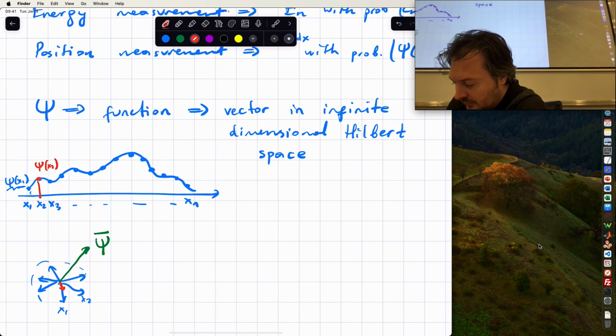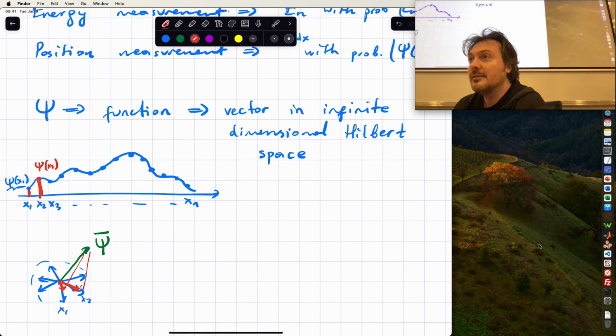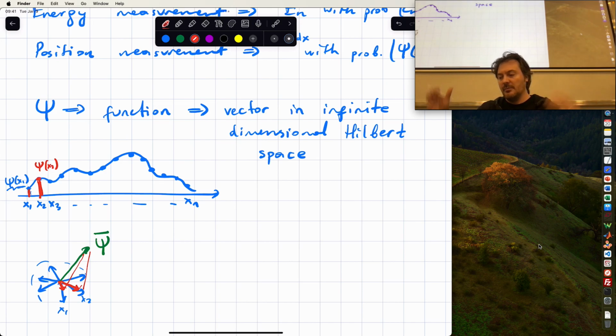It's this much, do you see? So you go this much in here, this much in here, etc. And then when you put it together, it's a vector there. It's a linear combination of certain basis. Okay, certain basis.